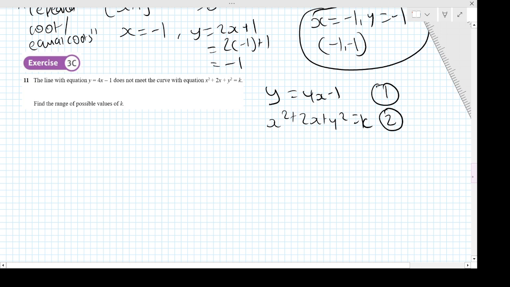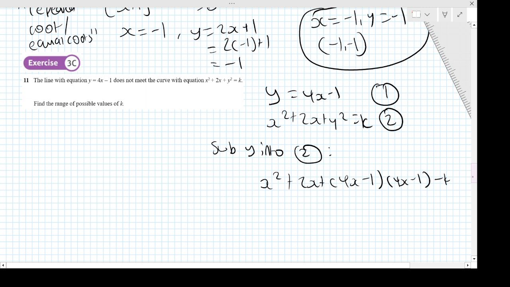So, again, if we consider their intersection, that means consider the solution to their simultaneous equations. So let's solve it as normal, and do it how we normally would. Let's do substitution. We have y already given as 4x minus 1, so we can substitute that quite directly in for y squared. We sub y into the second equation to get x squared plus 2x plus y squared, which is 4x minus 1 times itself, minus k equals 0.